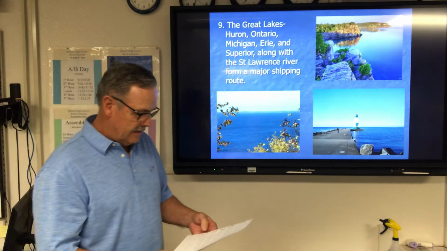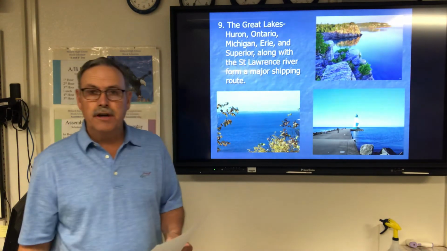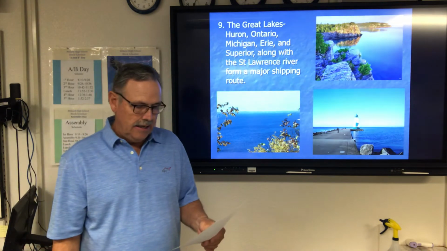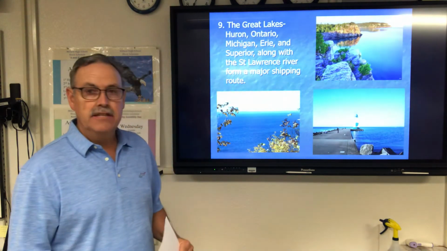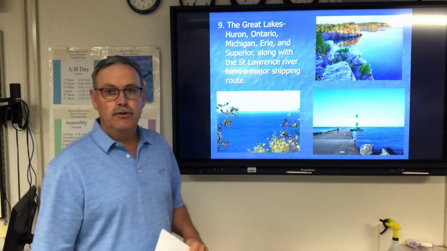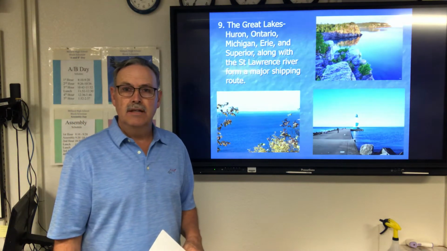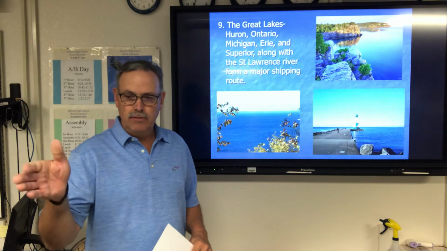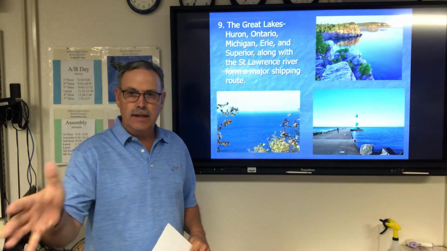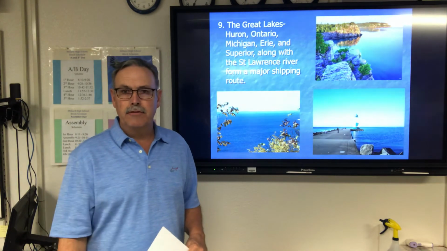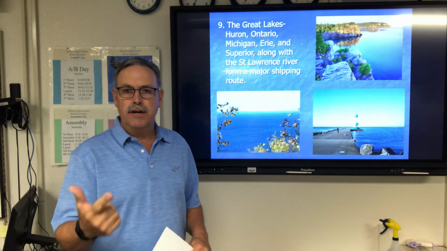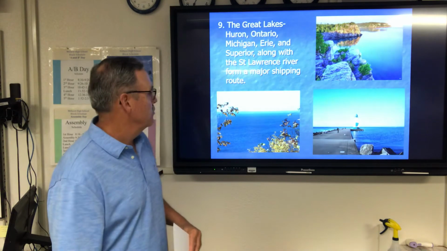So the Great Lakes are Huron, Ontario, Michigan, Erie, and Superior. And I always tell the kids, an easy way to remember that is the acronym HOMES. If you remember the acronym, you have the first letter of each lake, and then you should be able to remember it from there. So Huron, Ontario, Michigan, Erie, Superior: HOMES.